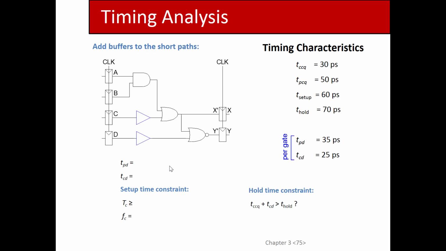Same thing with this path, too. You guys with me? So by adding that buffer, it changes my contamination time to 80, if I did my... 80. 30 plus 50. Any questions? Okay.